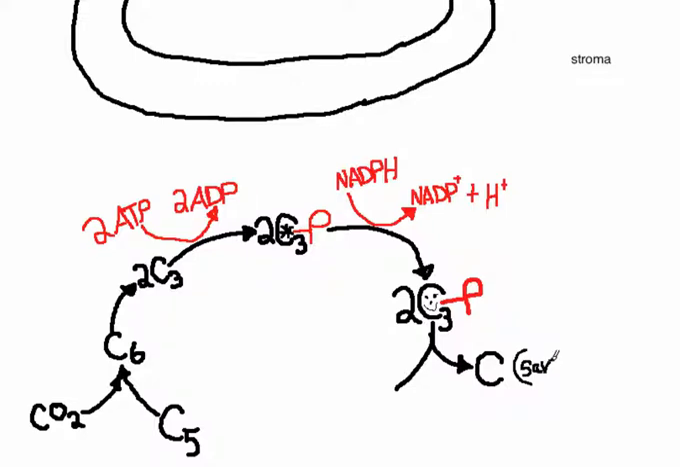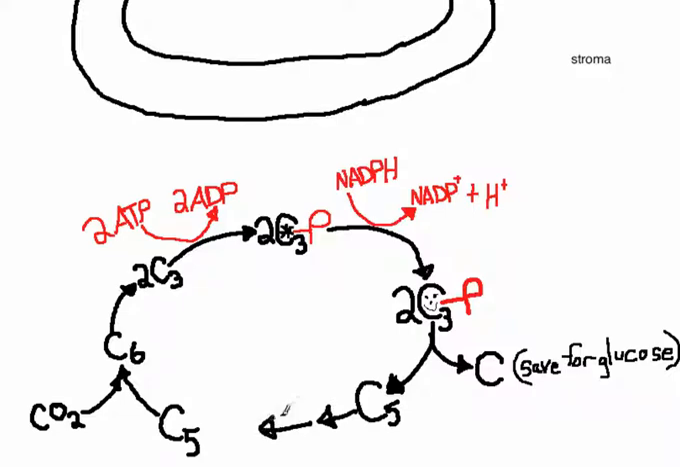Now that 2 C3 with a P is going to lose a carbon, and that carbon is going to be used for glucose. So we're just going to save it for now, because glucose has a heck of a lot more than just a carbon. And when those 2 C3 with a P molecules lose a carbon, they only have 5 carbons left, so they're going to make a C5 molecule. That C5 molecule is going to go through several reactions and return at the beginning. The same C5 molecule that started the whole thing. And this, my friends, is called the Calvin cycle.